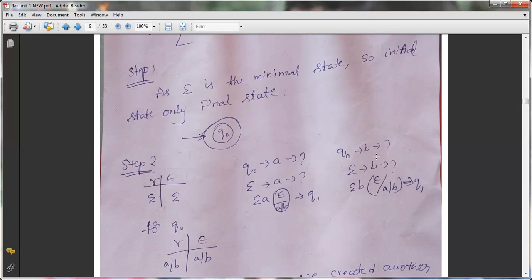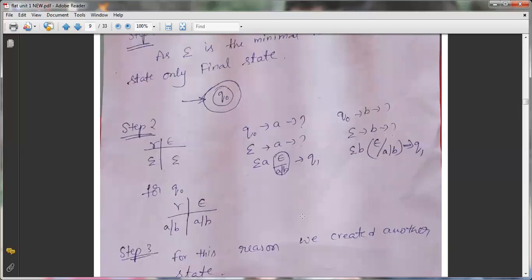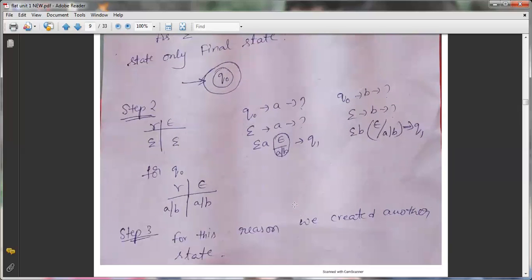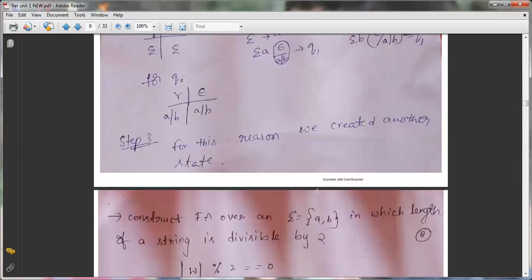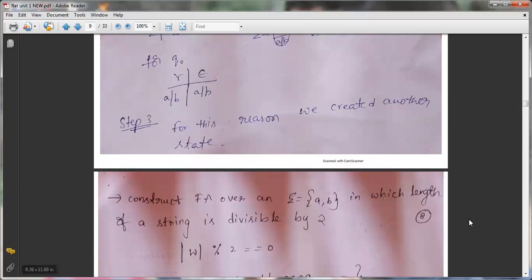So Q0 on b is going where? We don't know. What is the read value for Q0? Epsilon on b is going where? We don't know. Epsilon b is there, but what we need is a or b, not both, as an expected value. Is a or b there anywhere as an expected value? No. So we have to take a new state here. That will be Q1. So for this reason, we have created a new state here.